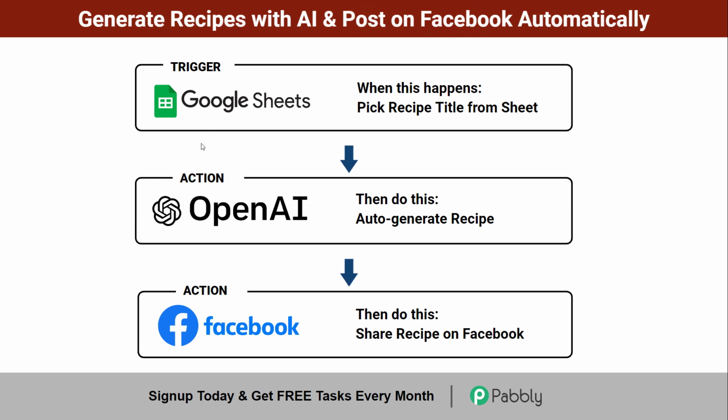For that, you just need to set an automation in between these applications, and after that, as soon as you add your recipe title here into the spreadsheet, the automation will automatically pick that recipe title, automatically generate the recipe via OpenAI, and after that it will automatically even share the same recipe on Facebook. Yes, you do not have to do anything manually after you have set up an automation in between these applications.